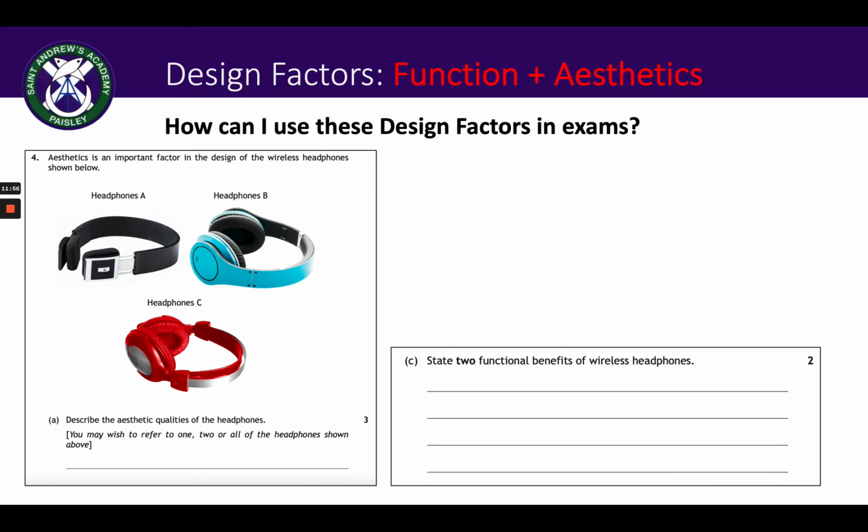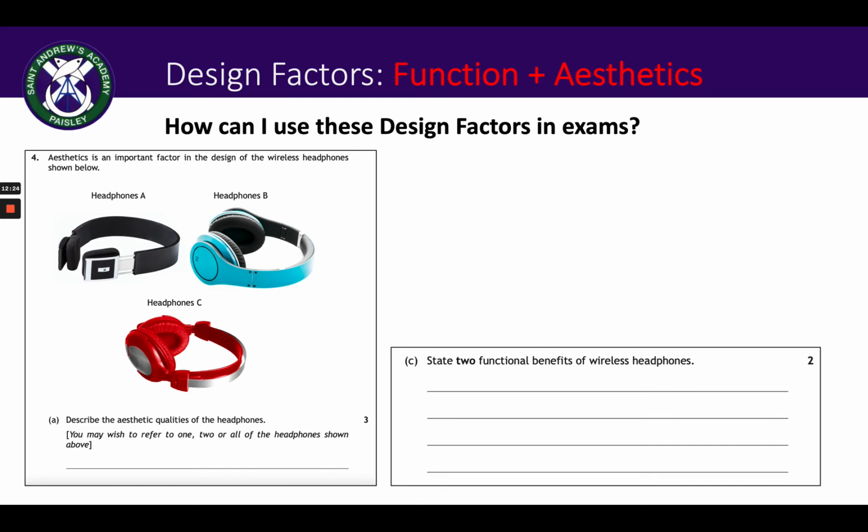So, what we've got here is a question which I think is from the 2015 exam paper. It's saying that aesthetics is an important factor in the design of the wireless headphones shown below. A, B and C, 3 different types of headphones. What you're asked to do is describe the aesthetic qualities of the headphones. You may wish to refer to one of them, 2 of them, or all of them if you want to.